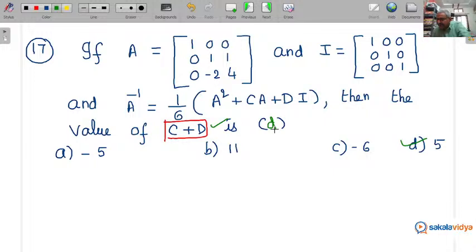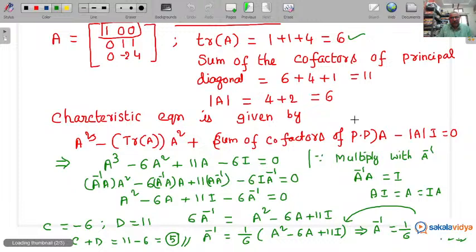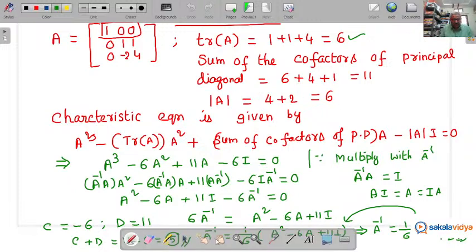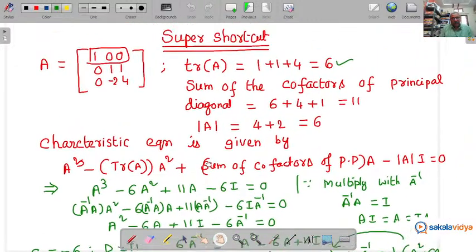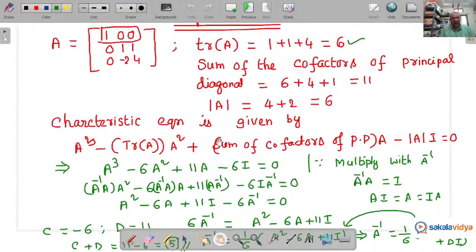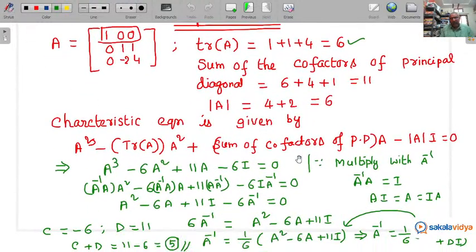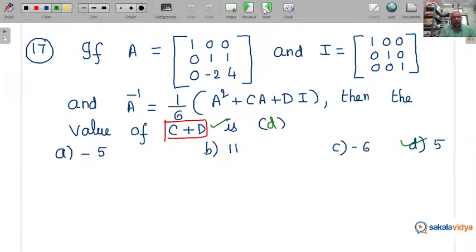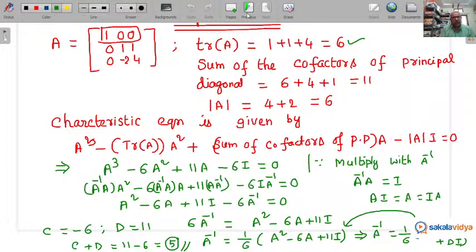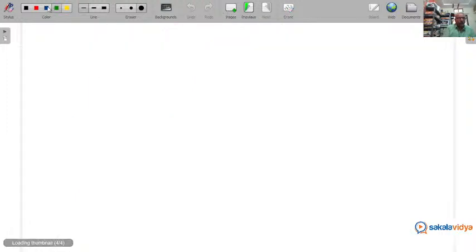So my dear students, actually you remember one thing. This super shortcut we need to remember. If you remember, in a very simple manner we can do it. Otherwise you need to find out A square value and next A cube value. It takes very lengthy. So this is the super shortcut. Please follow this method. Right. So 17th question completed.